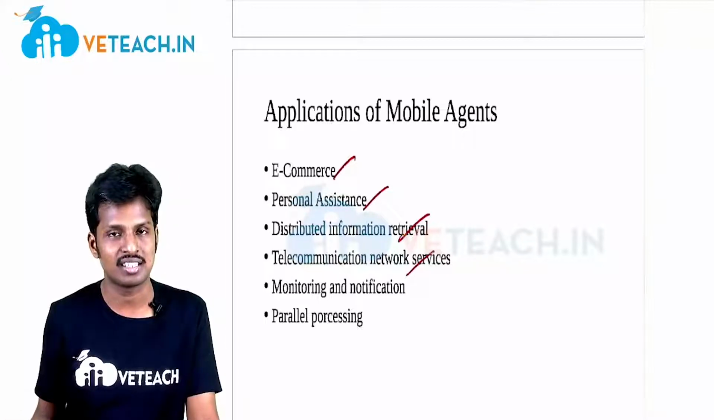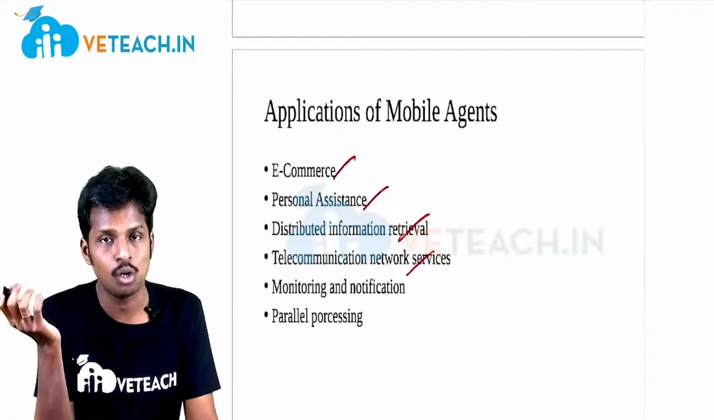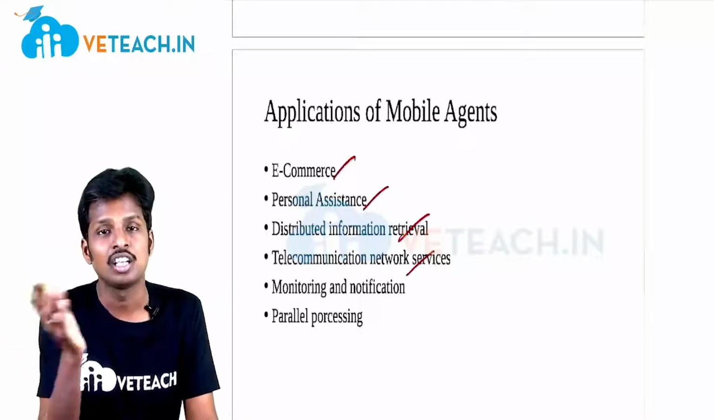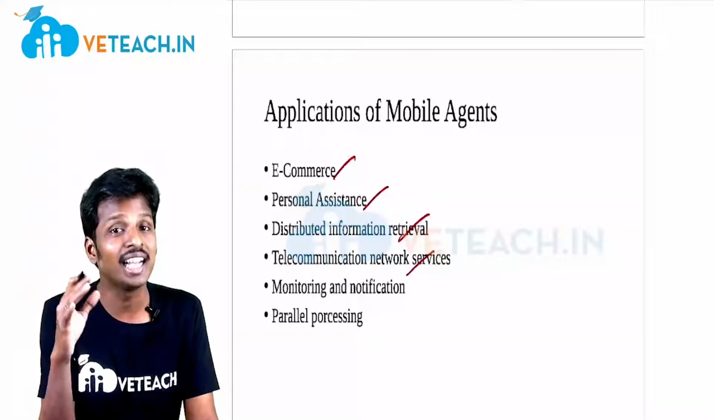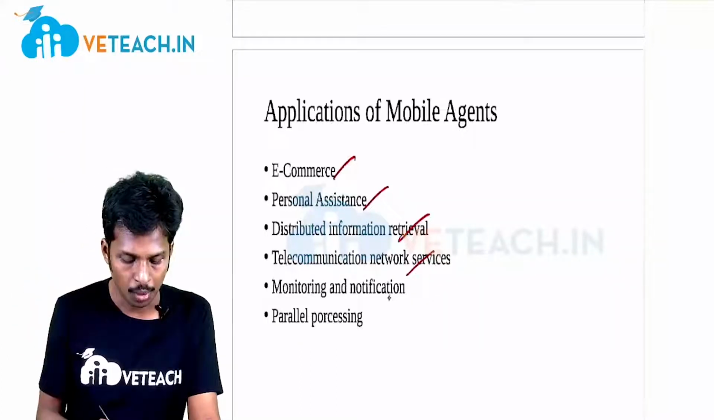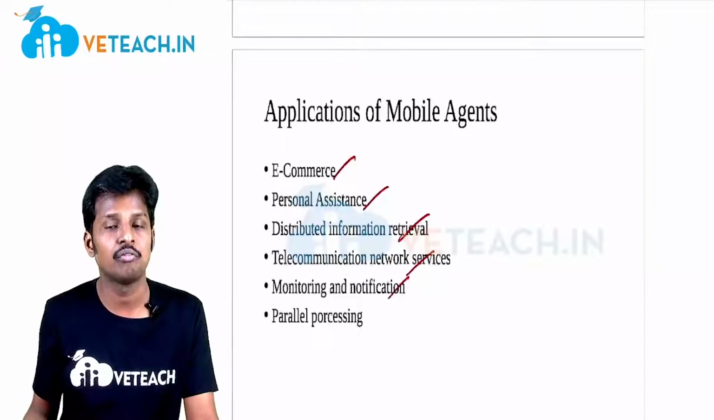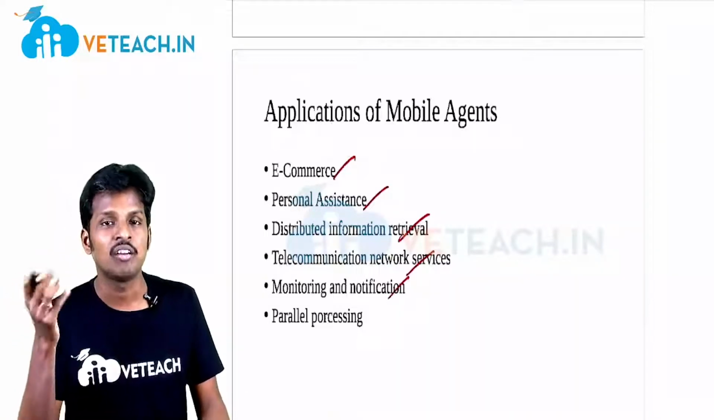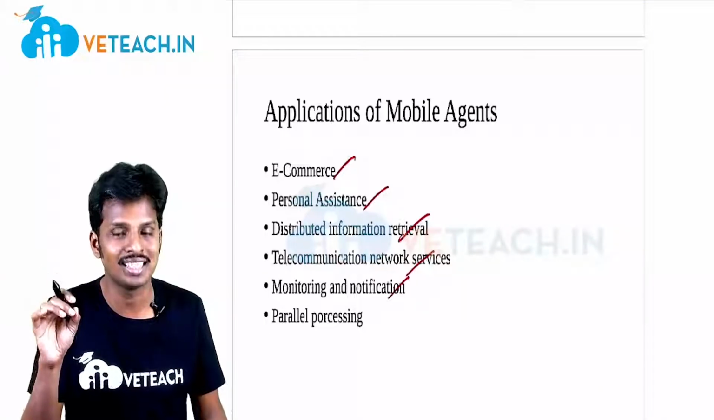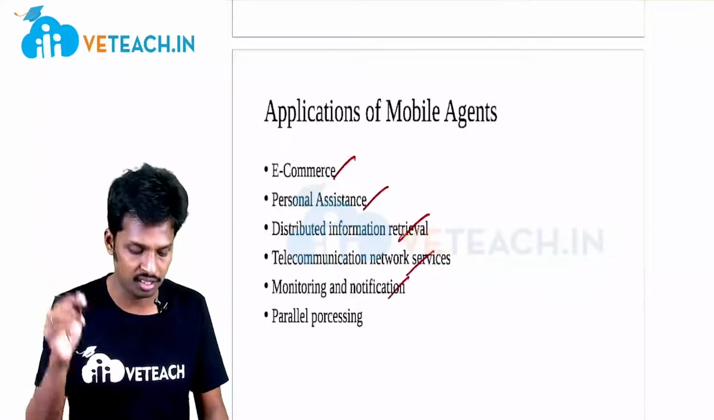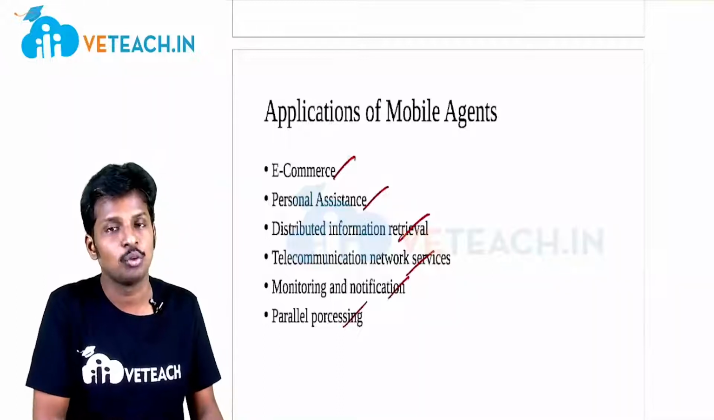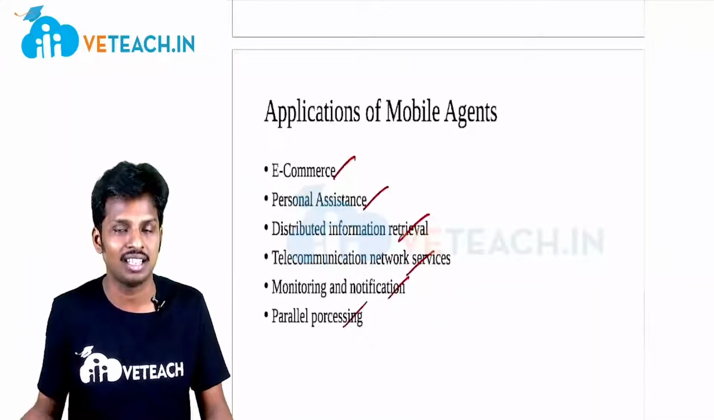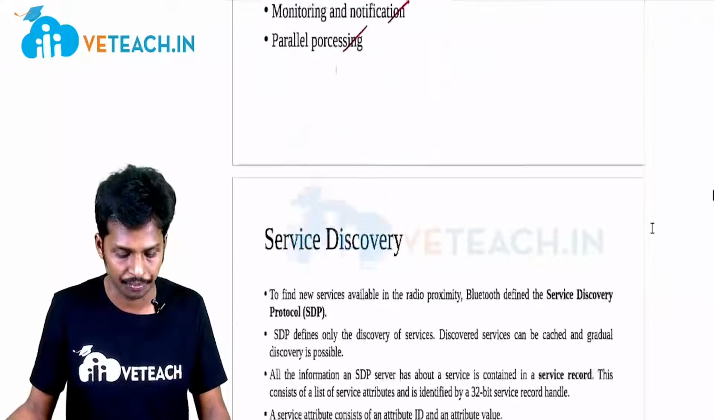Telecommunication network services. In telecommunication network services also there will be mobile agents in order to communicate between two different network devices. Monitoring and notification. Whenever something has to be monitored and notified to the end user where a person cannot be present, these mobile agents will be very suitable for this. Parallel processing, which can perform operations in parallel without any problems.